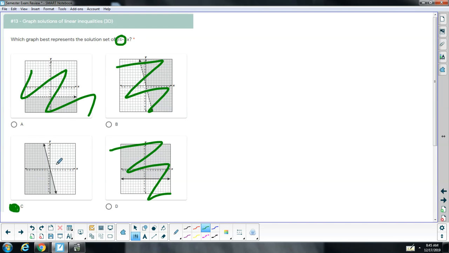See how quickly that was if you just remember your inequality rules? And they're still on the board if you need to look up there.